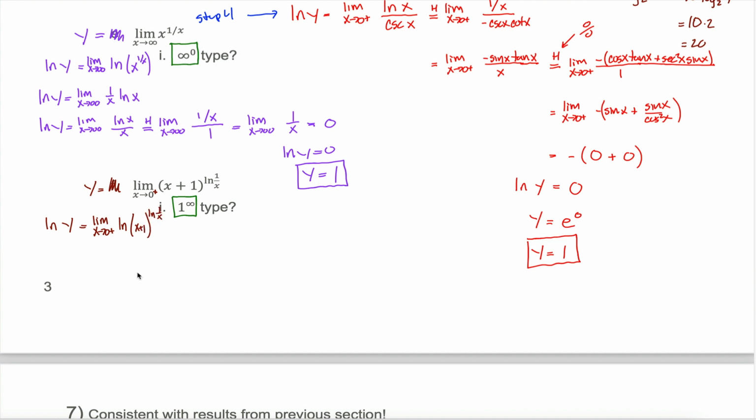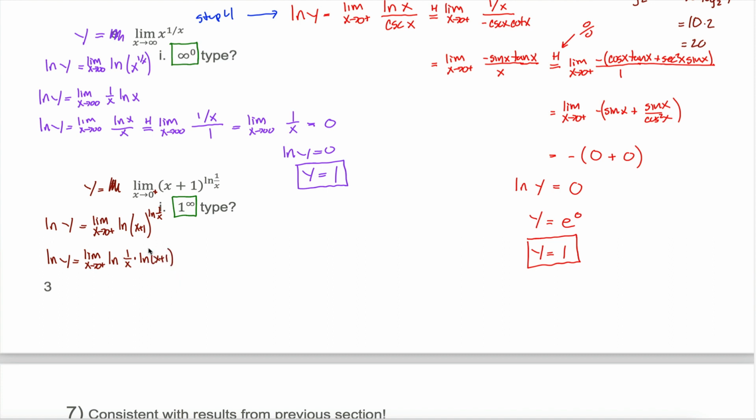Lots of natural logs floating around. It would be easy to get confused here. This natural log of 1 over x is my exponent. That's what's going to come down in front here. So I get the limit as x approaches 0 from the positive side of that exponent, which just so happens to be the natural log of 1 over x, times the natural log of x plus 1, the thing that used to be playing the role of the base.